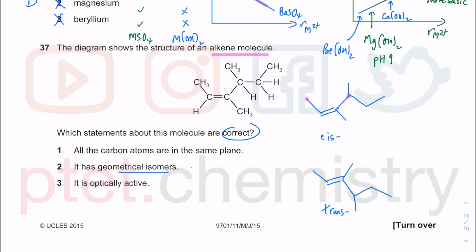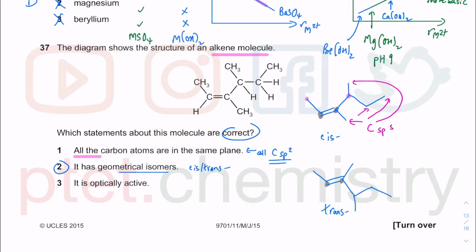You know that these are geometric isomers. Next, it is entirely possible that all the carbon atoms are in the same plane. It said all the carbon atoms are in the same plane. That means all are carbon sp2. But very clearly, we have quite a lot of carbon sp3 here. This is carbon sp3, carbon sp3, carbon sp3, carbon sp3 there, and only these carbon sp2 here are the alkene carbons.